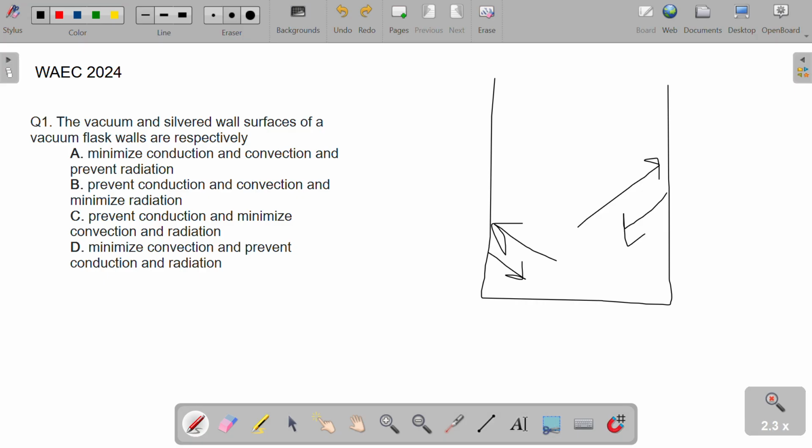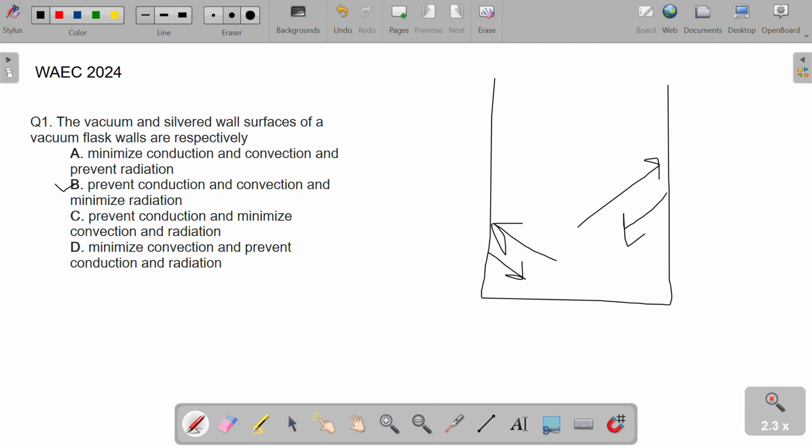Using this, let's analyze the options. A. Minimize conduction and convection and prevent radiation. B. Prevent conduction and convection and minimize radiation. C. Prevent conduction and minimize convection and radiation. D. Minimize convection and prevent conduction and radiation. Now the answer is B. But let's check other options.